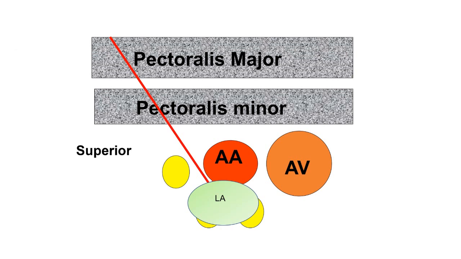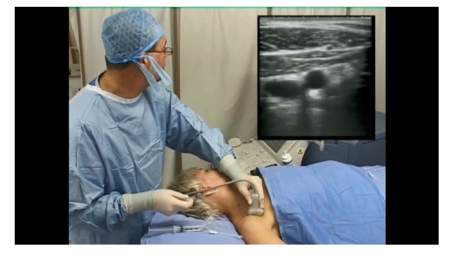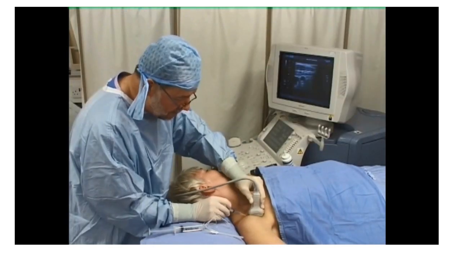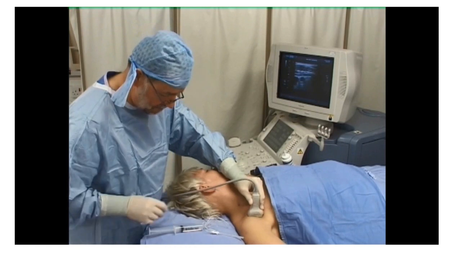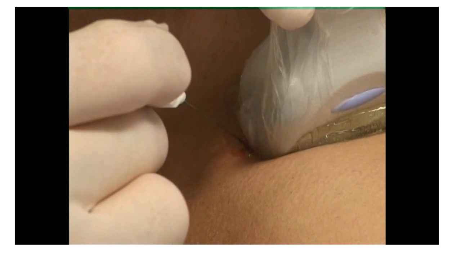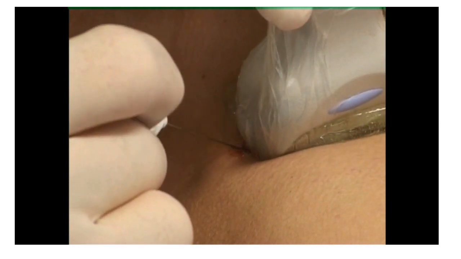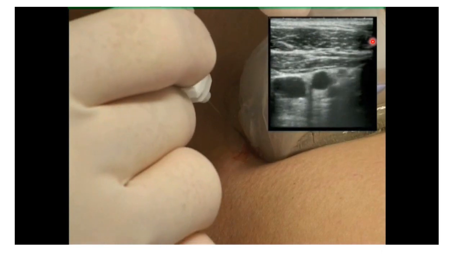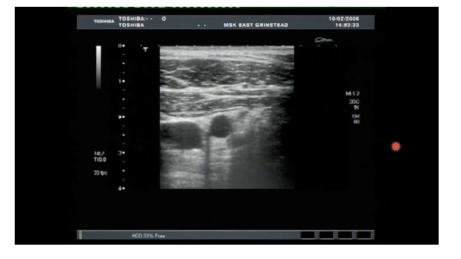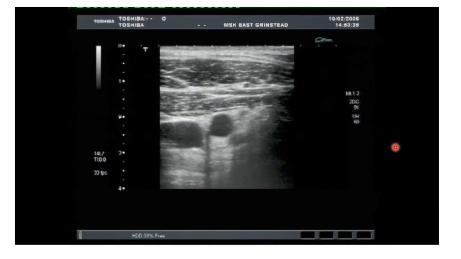In this video, you can see ultrasound guided infraclavicular block being performed by Dr. Barry Nichols and Dr. Susan Crone. Needle is inserted in plane. You can see the needle approaching in plane, and the needle tip will be positioned posterior to the artery. And the local anesthetic is injected posterior to the artery.